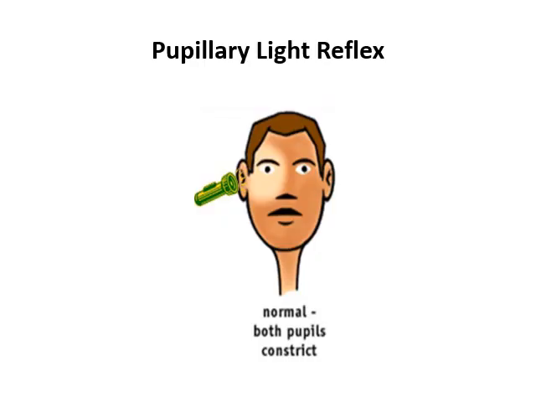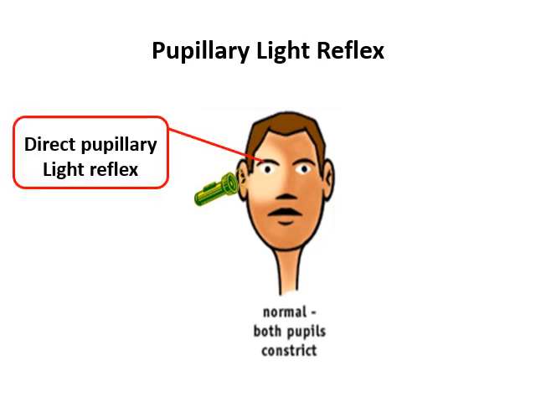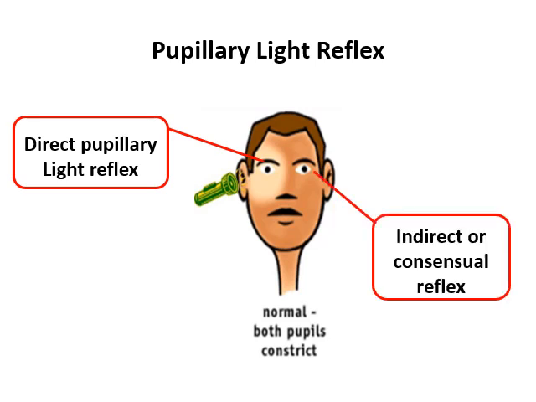Remember that when light is directed to one eye, the pupil of this eye constricts. This is known as direct pupillary light reflex. And the pupil of the unstimulated eye also constricts, and this is known as indirect or consensual reflex.